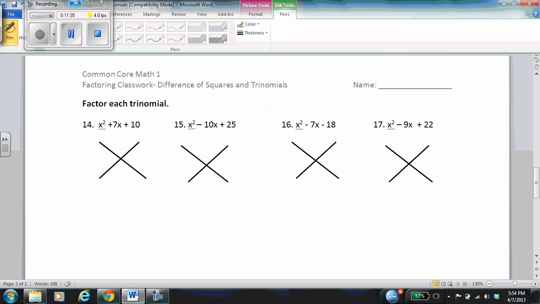Okay, and now that you've got the hang of it, what I want you to do is pause the video and try 14, 15, 16, and 17 on your own. And then come back. I'm kind of going to fly through these examples because I took my time on the other 4, so you can check your answers. So pause the video right now, try these 4, and then come back to it.